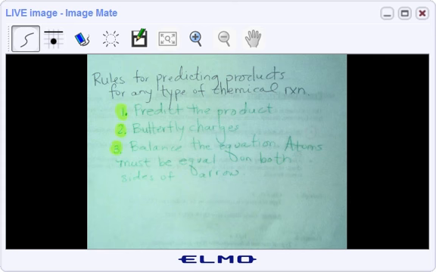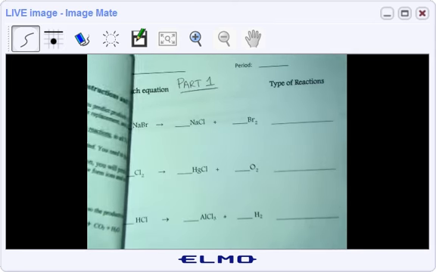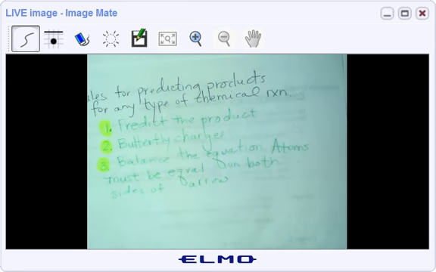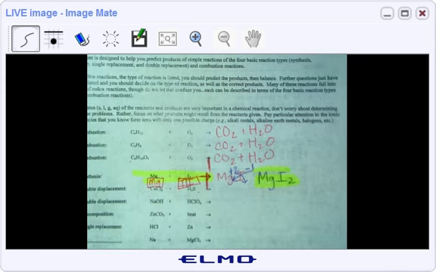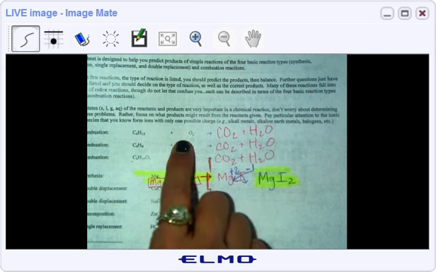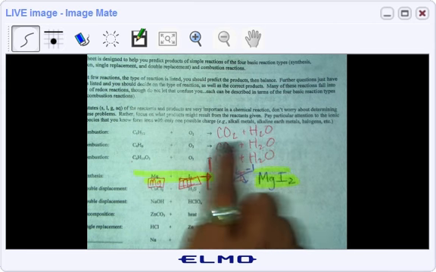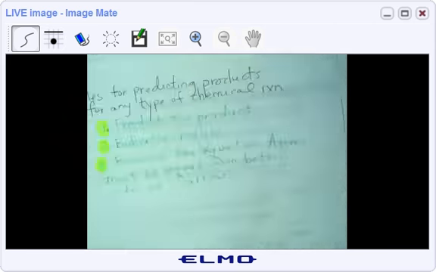The first rule is to actually predict the products. I'm showing an example. To predict the products, I'm speaking about what is on the other side of the arrow. These are the reactants on this side. After the arrow, those are the products. So step 1 is just to predict the products.